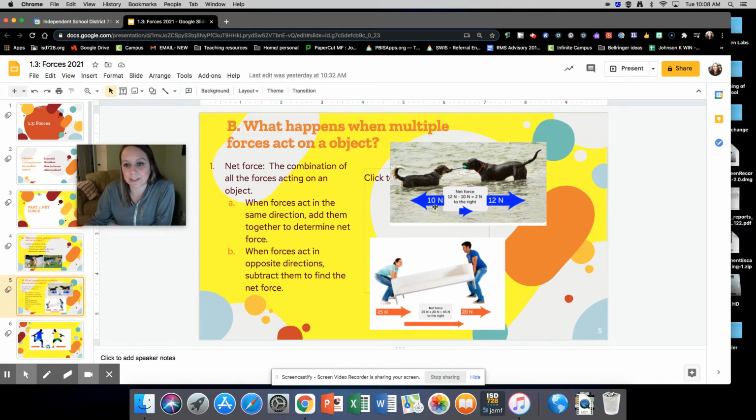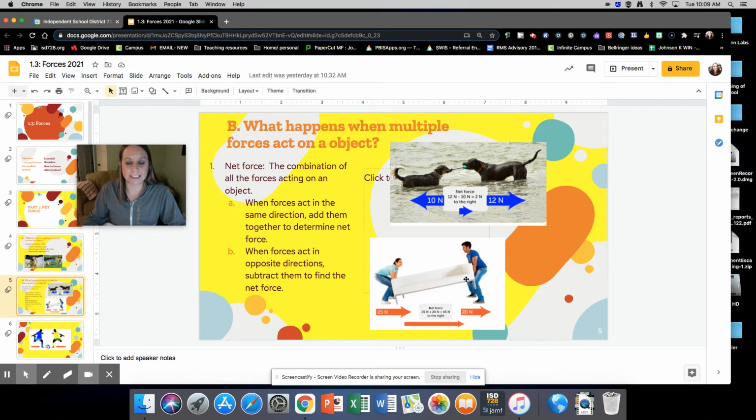So for example, in this picture of these dogs playing tug of war with that toy, this dog on the left is pulling with a force of 10 newtons, and the dog on the right is pulling with a force of 12 newtons. So to find the net force, since they're pulling in opposite directions, I just find the difference. And so the difference between 12 and 10 is 2. I just subtract 12 minus 10. Okay, so it's 2 newtons. And this toy that the dogs are pulling, the dog to the right, it's going to move that direction because that dog is pulling with the greater force. So we would say that this toy is going to move to the right with a force of 2 newtons.